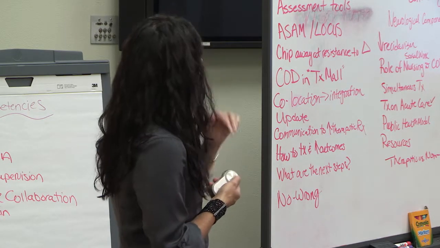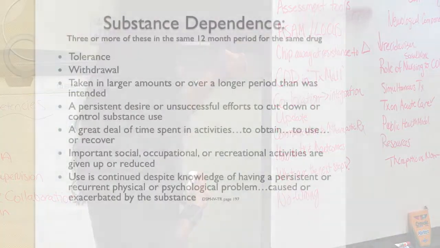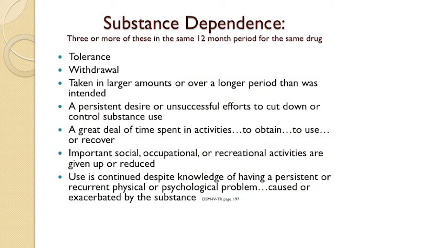So for substance dependence, they had to have 3 or more of these during the same 12-month period for the same drug. So tolerance, withdrawal, taking in larger amounts or over a longer period than was intended. Think about the questions on the MAST and the DAST that you went over earlier and see if any of these map on to those questions. A persistent desire or unsuccessful efforts to cut down or control substance use. A great deal of time spent in activities to obtain, to use, to recover from a substance.